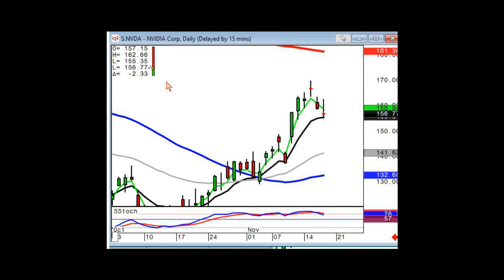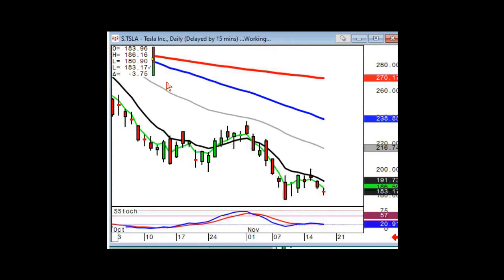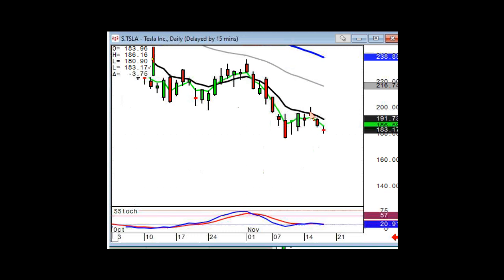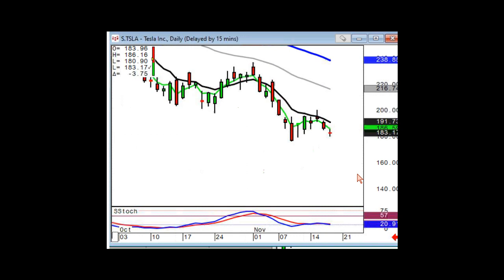All right, and Tesla, let me go through these real quick. Tesla, kind of the same scenario. Hit the T-line, sold off. If this opens lower tomorrow, doji sandwich, wave 1, wave 2, wave 3. We did Amazon.